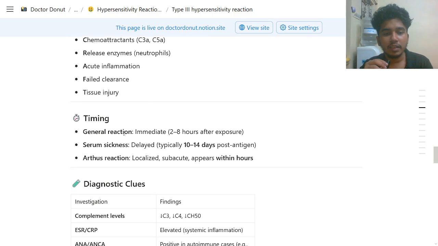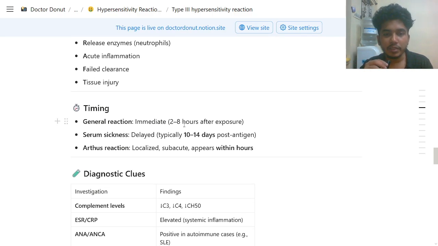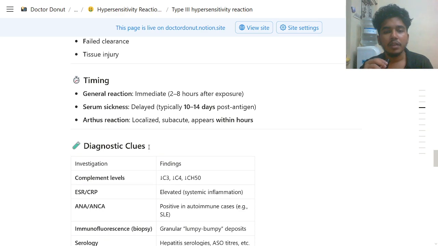Now the timing: the general reaction is immediate, 2 to 8 hours after exposure, and then there is serum sickness, which is delayed, 10 to 15 days, and then there's the Arthus reaction, which can happen within hours.